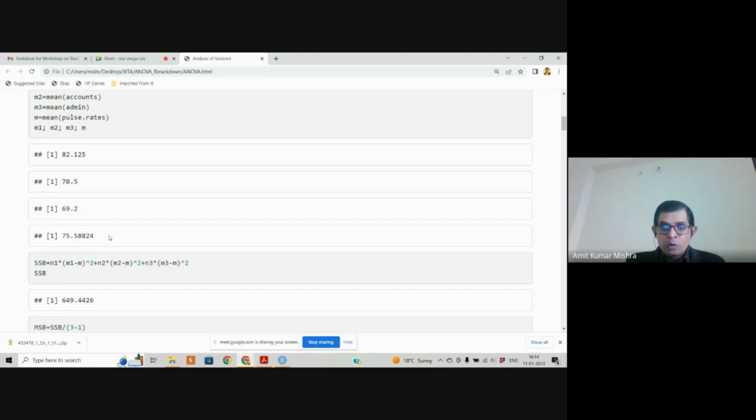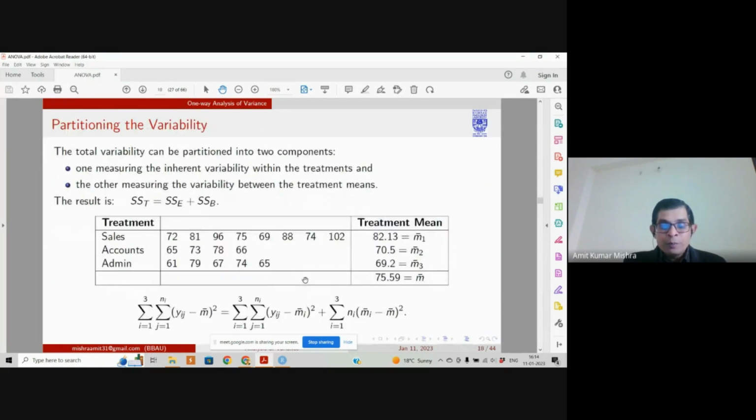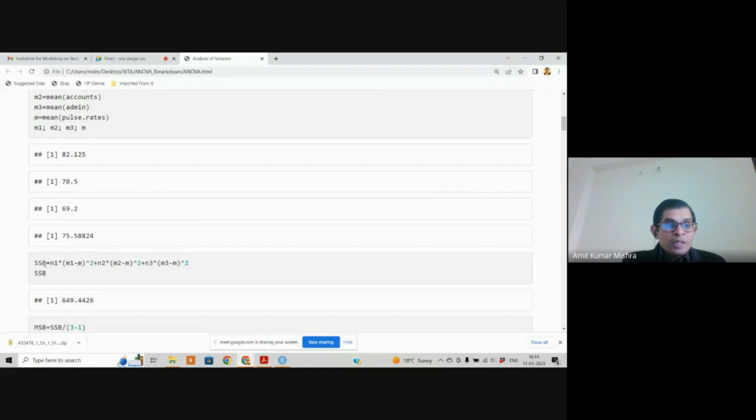Now I am going to find out the between sum of squares. So if you remember the formula, the second one was the between sum of squares. That means summation i from 1 to 3, ni times (mi bar minus m bar) whole square. This was the between sum of squares. So I am finding this between sum of squares. Here SSB is equal to n1 star (m1 minus m) whole square.